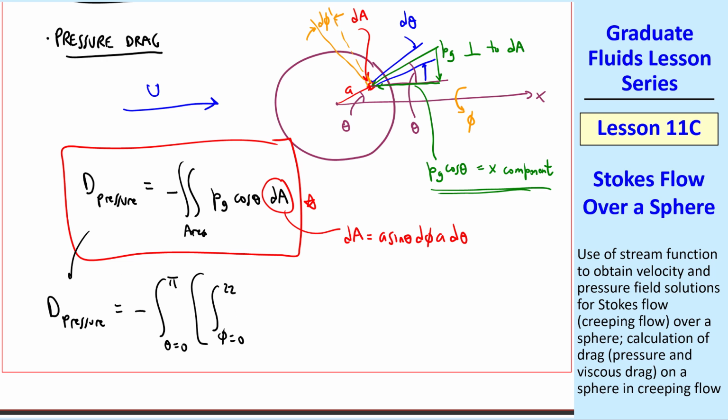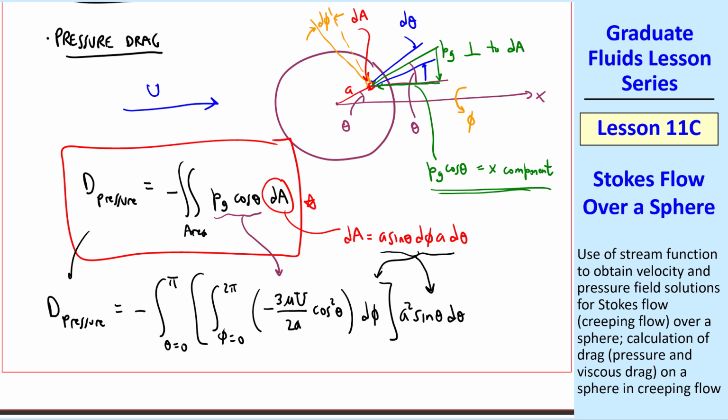brackets, phi going from 0 to 2 pi of p g cosine theta, which is negative 3 mu u over 2a cosine theta. So we get cosine squared theta since we also have a cosine theta here. Here's our d phi, close brackets, and then our a squared sine theta d theta, where we broke apart dA.